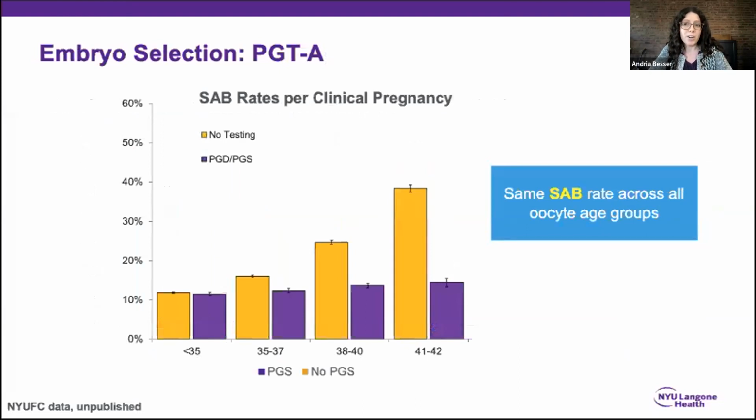And since most miscarriages are caused by aneuploidy, minimizing aneuploid embryo transfers also results in seeing the same miscarriage rates across age groups. So while we definitely see different chances of finding a euploid embryo based on age, once we have that euploid embryo, age is no longer a factor.